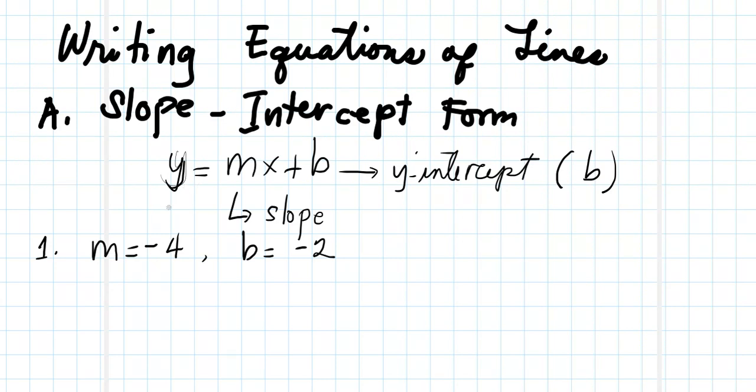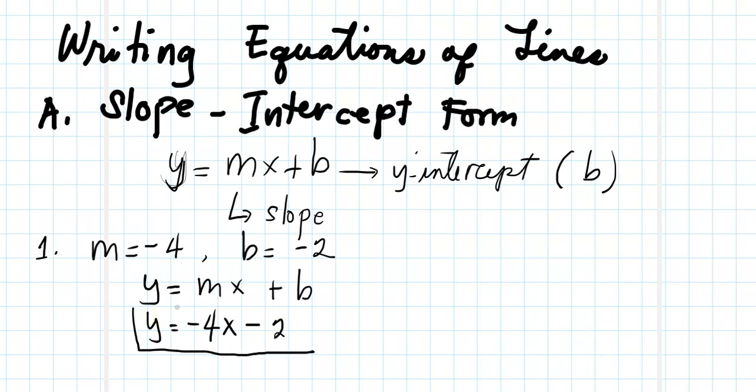So therefore, we have to copy the slope intercept form, or the y form, and you are going to substitute the slope which refers to your m. Your m is -4, then you copy the variable x. Then since your b is -2, we write -2. So this is now your equation in the y form.